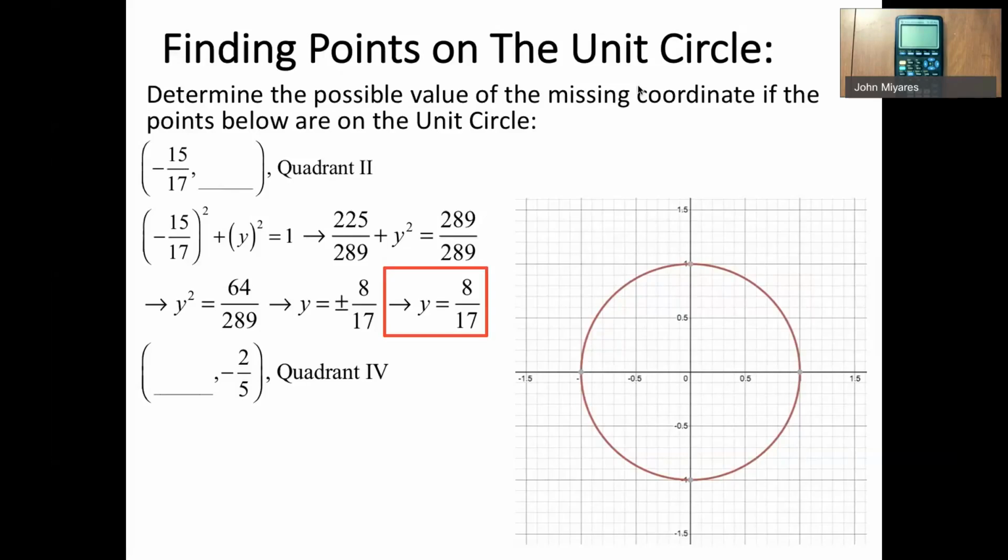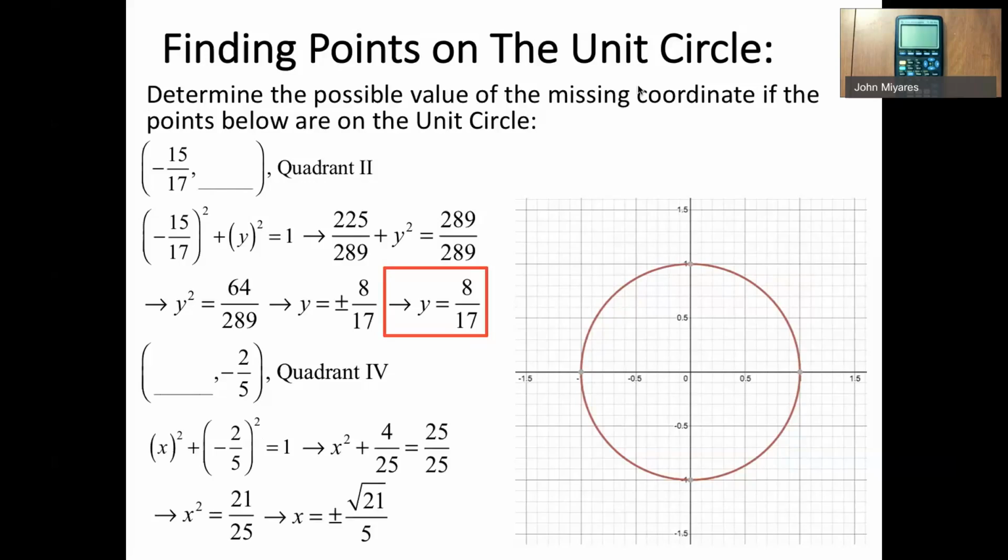In the second example, we're doing the same thing. So we've got x squared plus -2/5 squared equals 1. Squaring out the fraction makes this x squared plus 4/25 equals 1, which we must convert into 25/25 in order to combine the fractions. Subtracting the 4/25 to the other side gives x squared equals 21/25. And when we take the square root of both sides, we get x equals plus or minus the square root of 21/5.